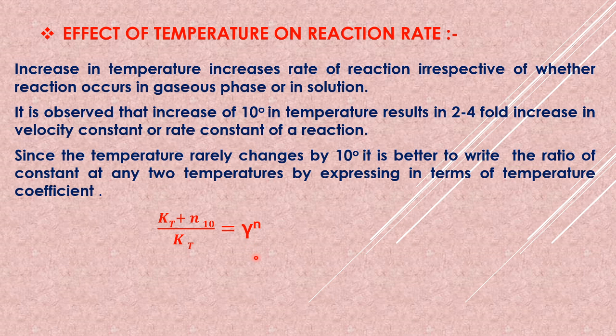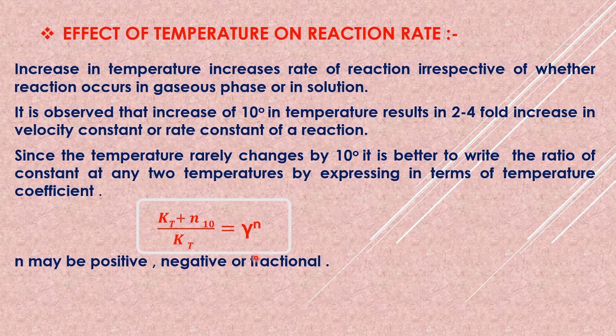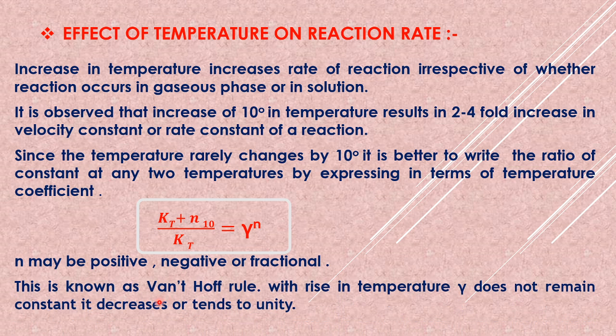In this equation, n may be positive, negative or fractional. This equation is known as the Van 't Hoff rule. With a rise in temperature, gamma does not remain constant; it decreases and tends to unity. Let me see an example of this effect of temperature on reaction rate.